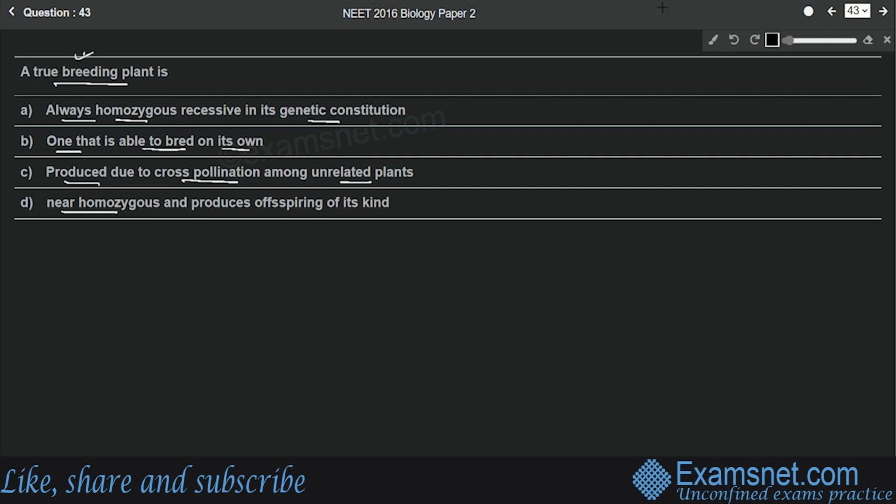So what is a true breeding plant? True breeding plant is developed after continuous self-pollination. That means not any other type of plant is involved. Due to the continuous self-pollination, homozygosity is there, so the development of homozygous plant takes place. In homozygous, the offspring will be of the same kind as the parent plant. So the correct option will be option number D, near homozygous and produces offspring of its kind. So option D is the correct answer.